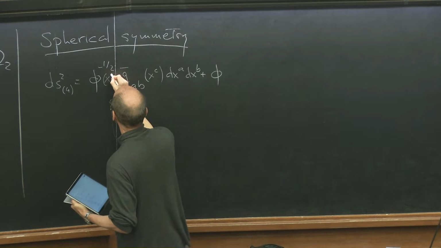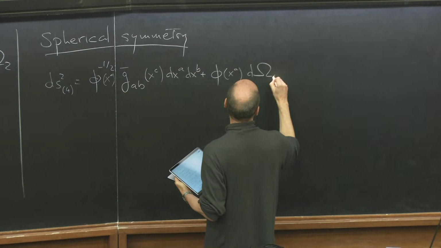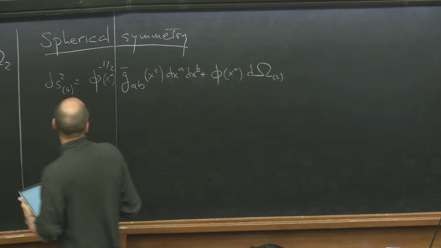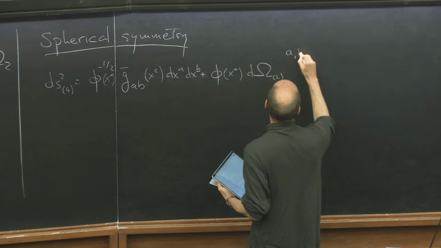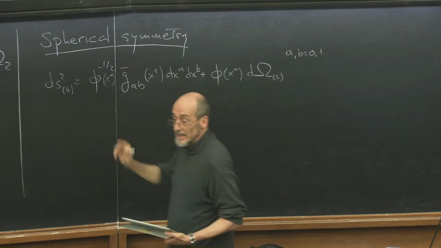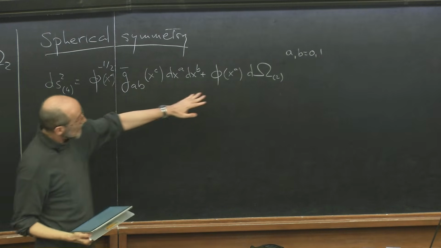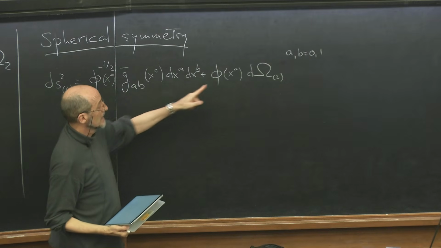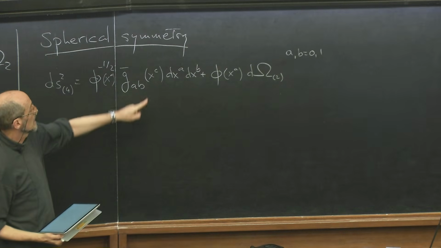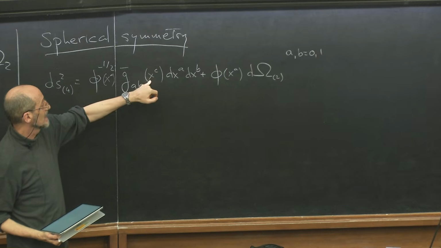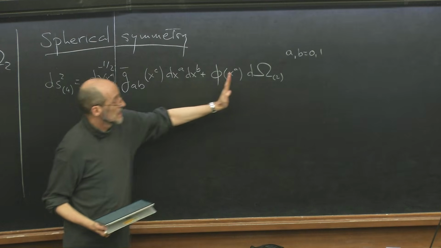Yeah, dependent also on A. Okay. So this A and B are the time and some radial coordinate index, 0 and 1. We're preserving spherical symmetry, so nothing depends on the angle coordinates, it just depends on T and R. X A, like B and C, are these indices. And so this is spherical symmetry.